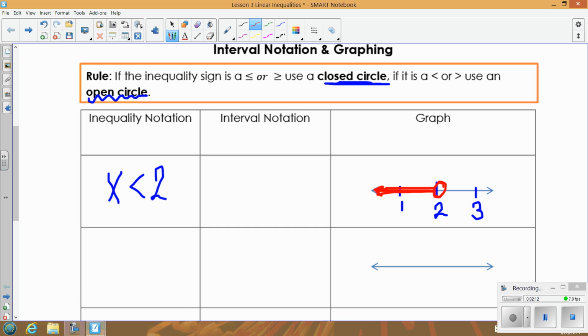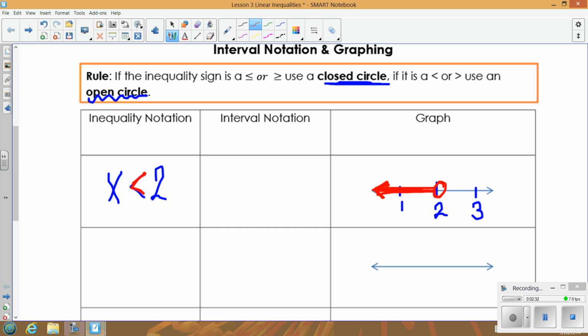And x is less than 2, so that means x is going to be all of the numbers that are to the left of 2 because it's less than 2. Another way to remember this is if you look at the symbols, as long as x is on the left of the symbol, see how the arrow is pointing to the left? My shading is also going to go to the left. So it's kind of like a trick to help you remember.